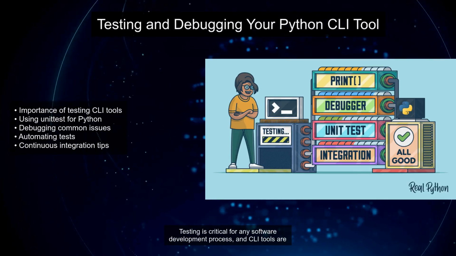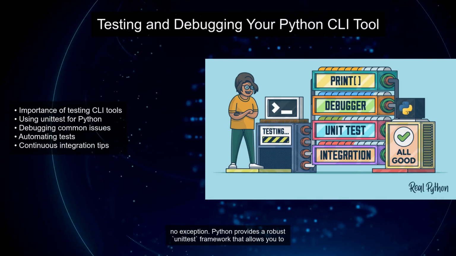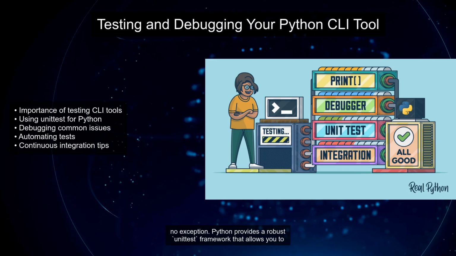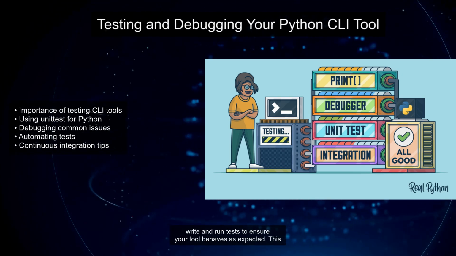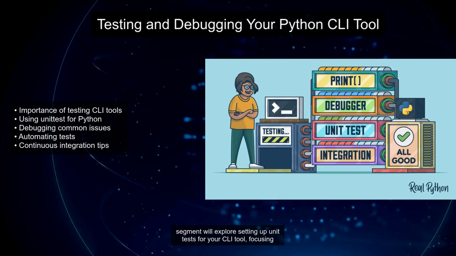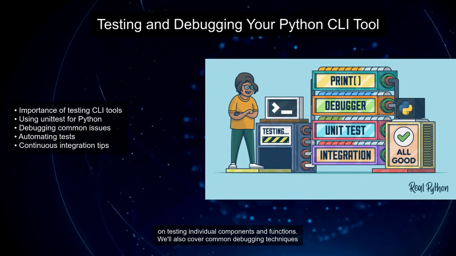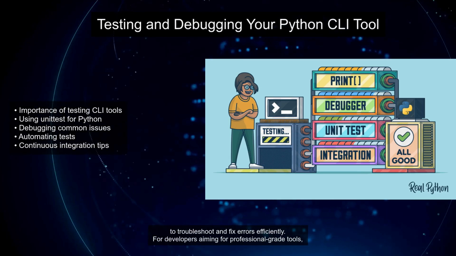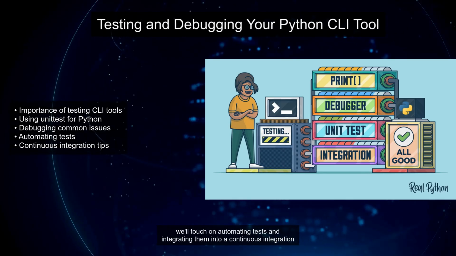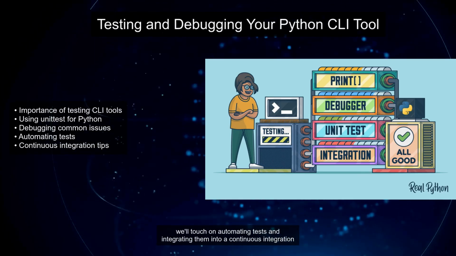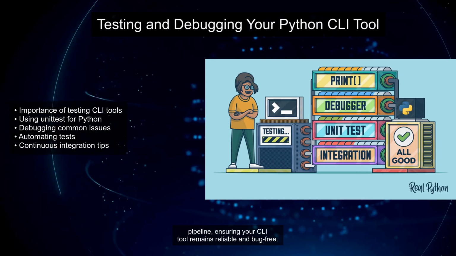Testing is critical for any software development process, and CLI tools are no exception. Python provides a robust unittest framework that allows you to write and run tests to ensure your tool behaves as expected. This segment will explore setting up unit tests for your CLI tool, focusing on testing individual components and functions. We'll also cover common debugging techniques to troubleshoot and fix errors efficiently. For developers aiming for professional-grade tools, we'll touch on automating tests and integrating them into a continuous integration pipeline, ensuring your CLI tool remains reliable and bug-free.